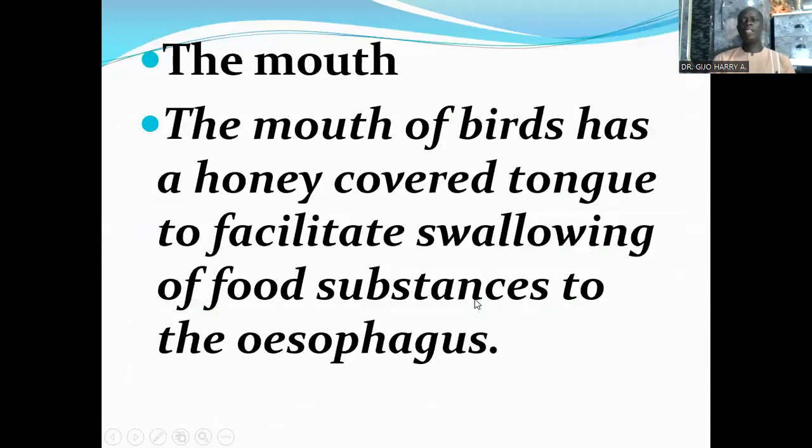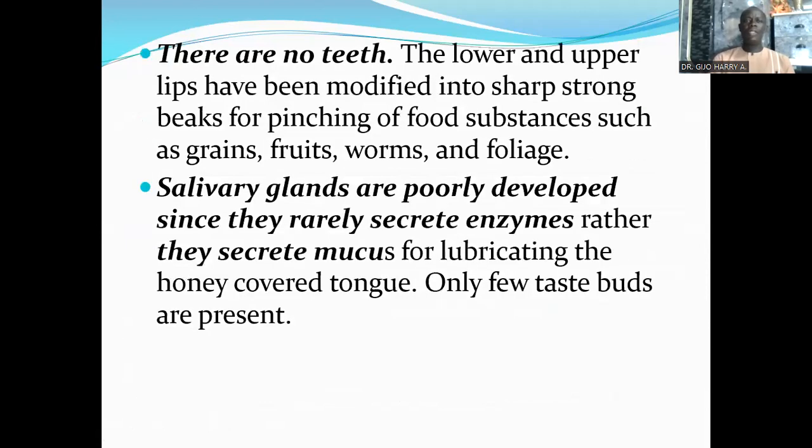Now I want to look at the process of digestion. What happens in the mouth? The mouth of birds has a honey-covered tongue to facilitate swallowing of food substances to the esophagus. So the tongue enables the bird to swallow food and it passes through the esophagus.